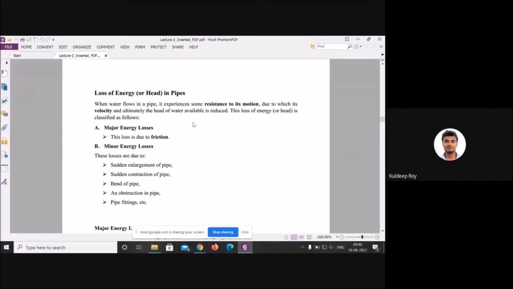There are generally two types of losses. Now let me read: loss of energy in pipe. When water flows in a pipe, it experiences some resistance to its motion. Meaning if the fluid flows, it will apply some kind of resistance. This is called resistance, due to which its velocity and ultimately the head of the water available get reduced. As I already told, velocity and head. Head means how much height you want to lift your water from bottom to top. So for that, there are two types of losses. One is major, another one is minor.